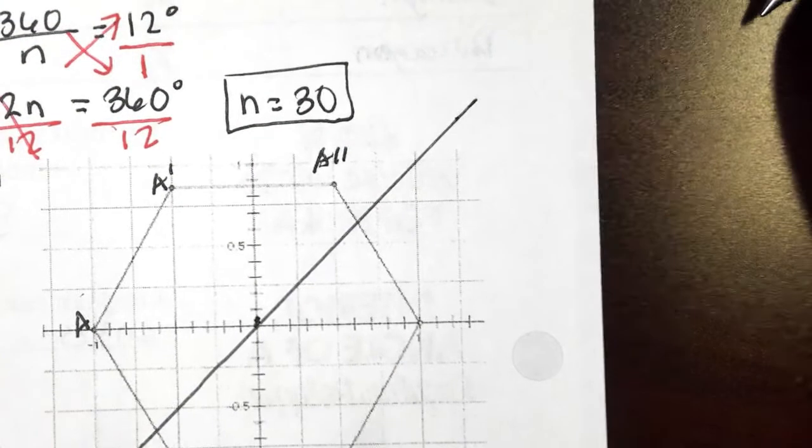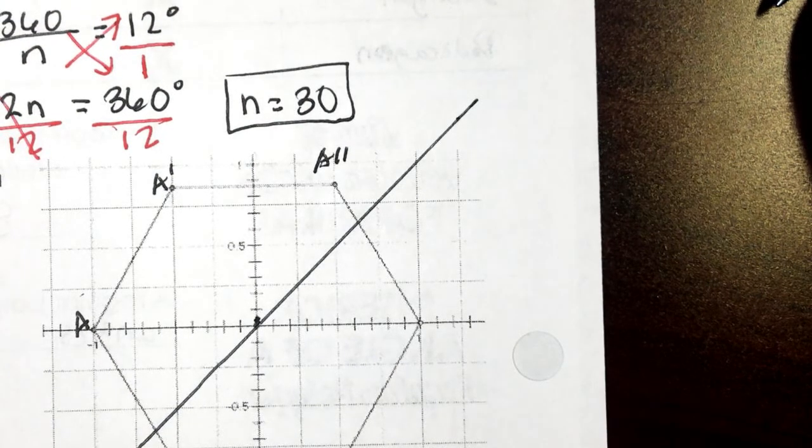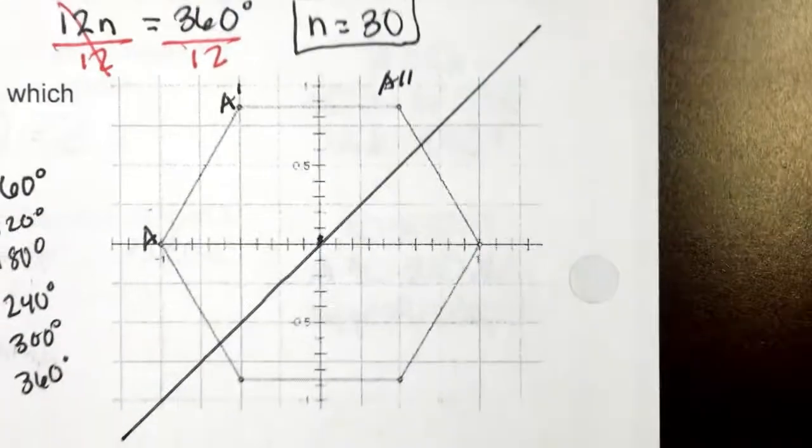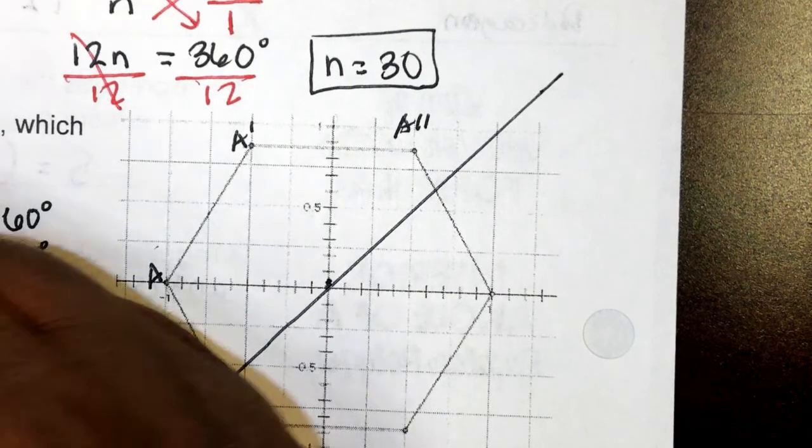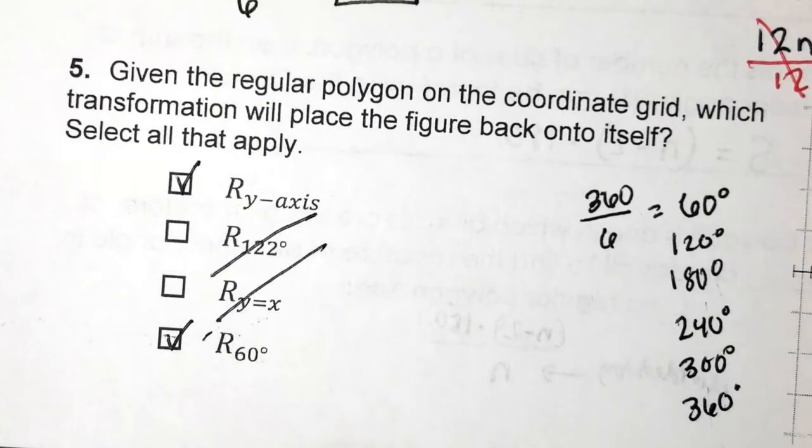I draw my diagonal in at y equals x. Could my image reflect over that and land on itself? No. So this one's a no too. The only two that were good on this one were the first and the fourth one.